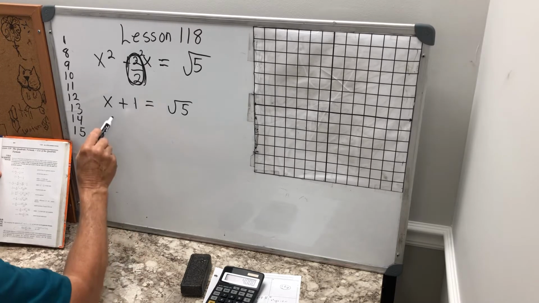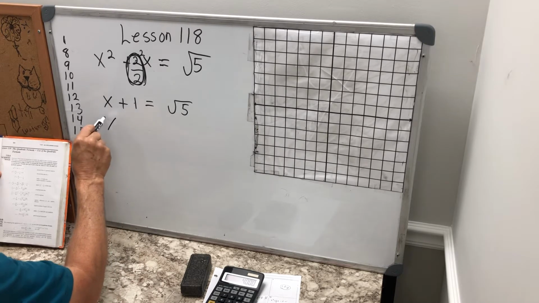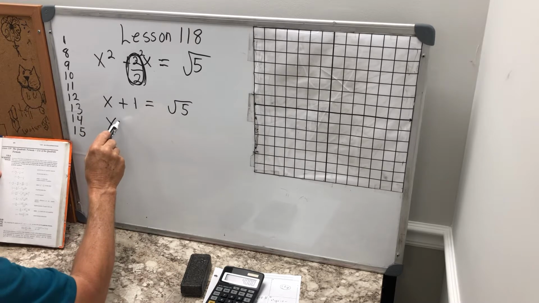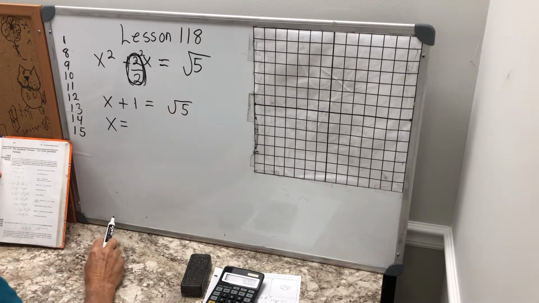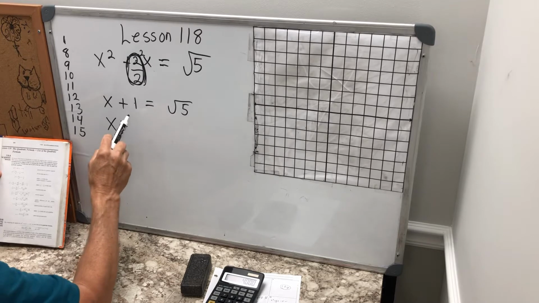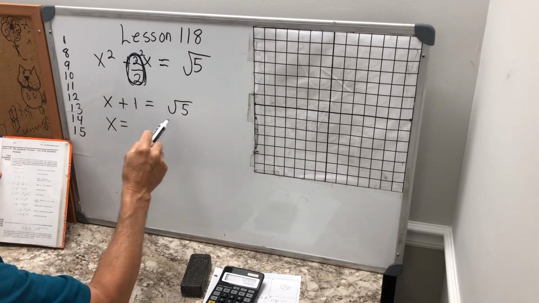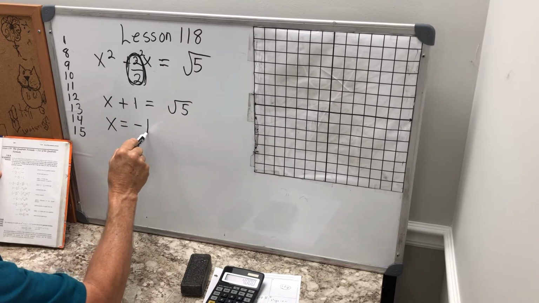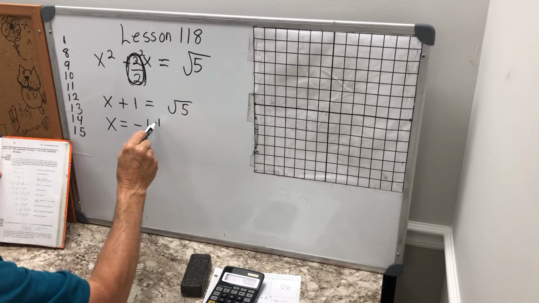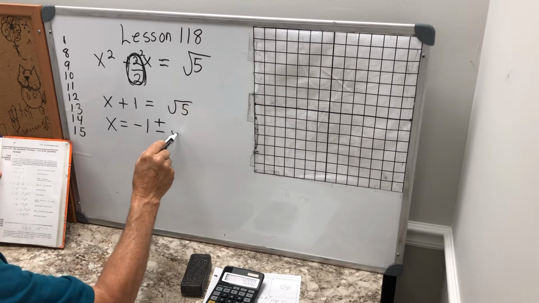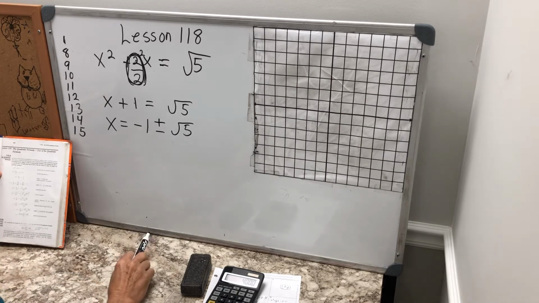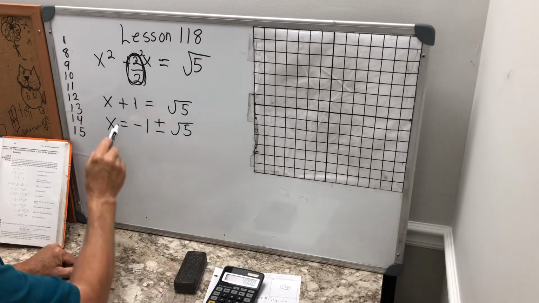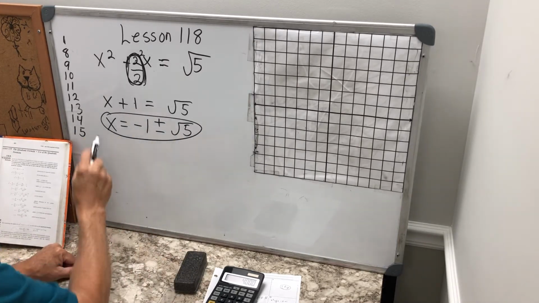Okay, now the next thing we do is we take x. We want to get x all by itself, just like we've done in previous algebra problems. We get x all by itself, so we move the positive 1 to the other side. It becomes a negative 1, and you will find that it can either be a positive or a negative. Square root of 5 works. There is your answer. Did you follow all the steps?